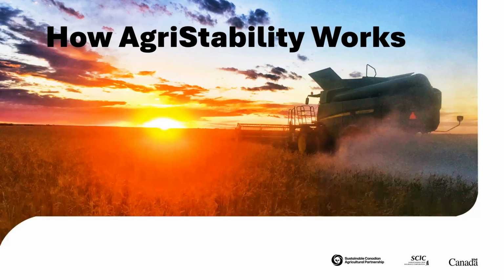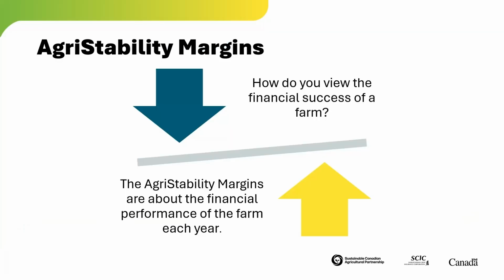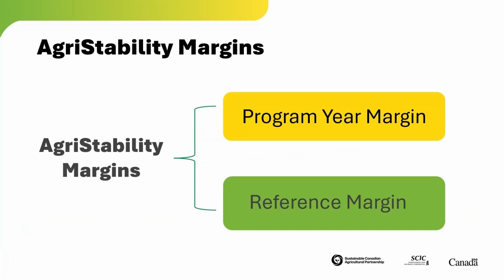So now we're going to get into how the AgriStability program works. The calculation and the different margins that we talked about earlier. So it is a margin-based program, and it's basically a way of looking at the financial success of a farm in a given fiscal year. So it's more than income minus expenses. There's other factors that help determine that financial performance and how it compares to the historical performance of that farm.